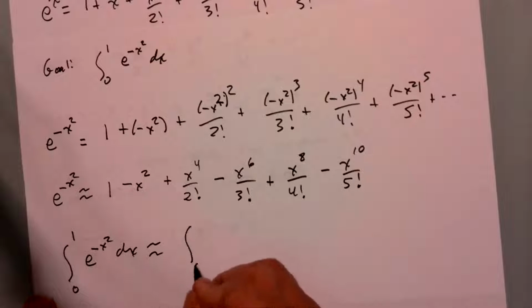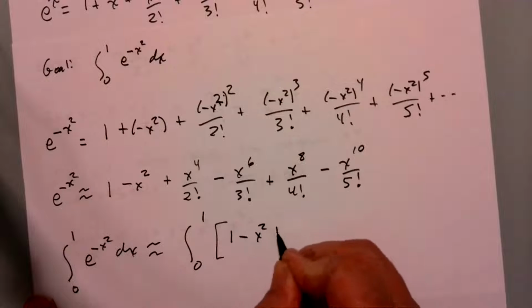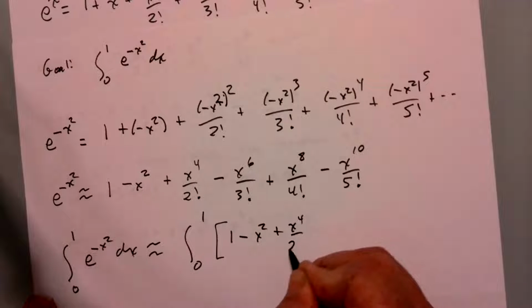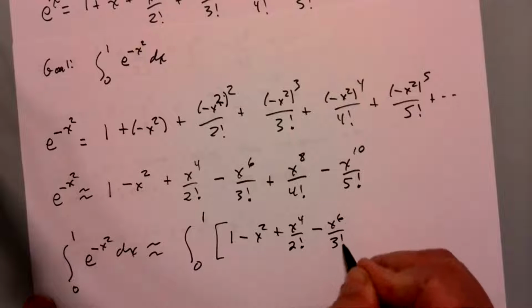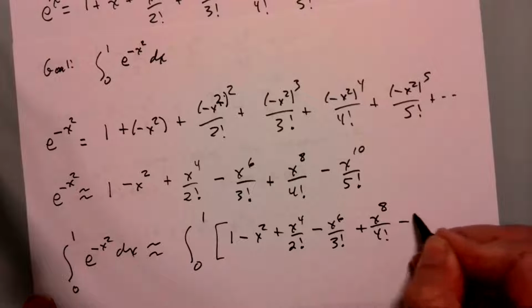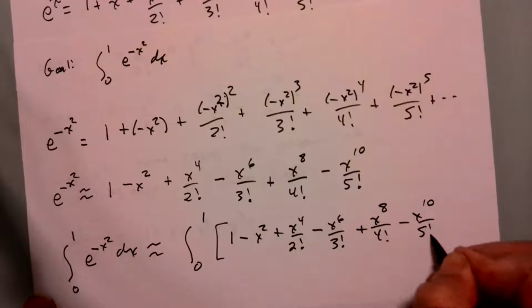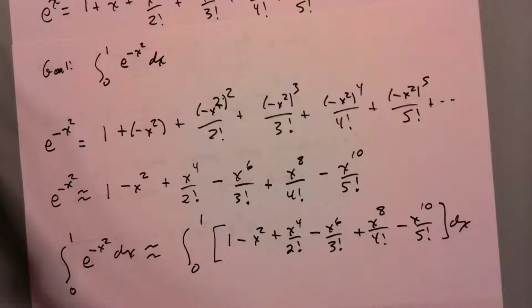Should be approximately the integral from 0 to 1 of all that: 1 minus x squared plus x to the 4th over 2 factorial minus x to the 6th over 3 factorial plus x to the 8th over 4 factorial minus x to the 10th over 5 factorial dx. So that should be our approximation for the integral.